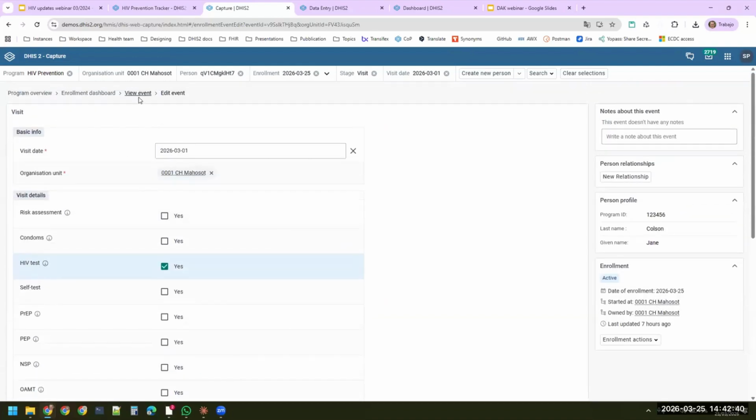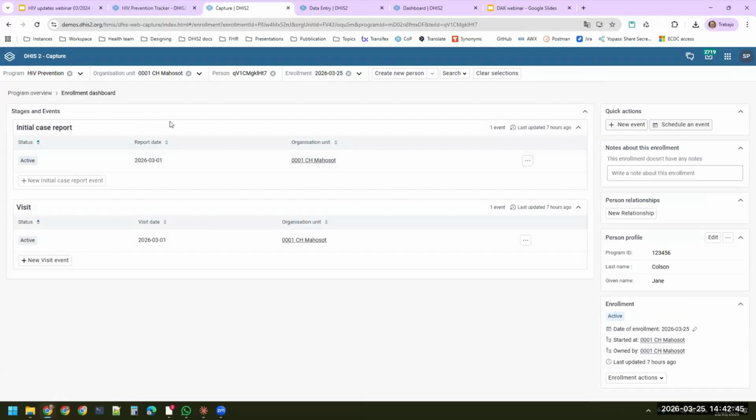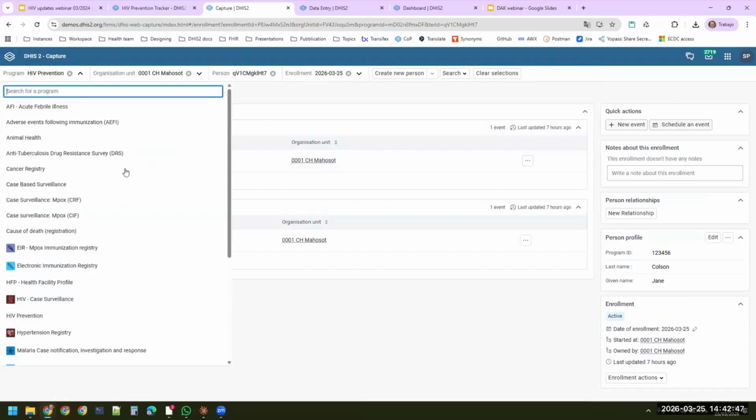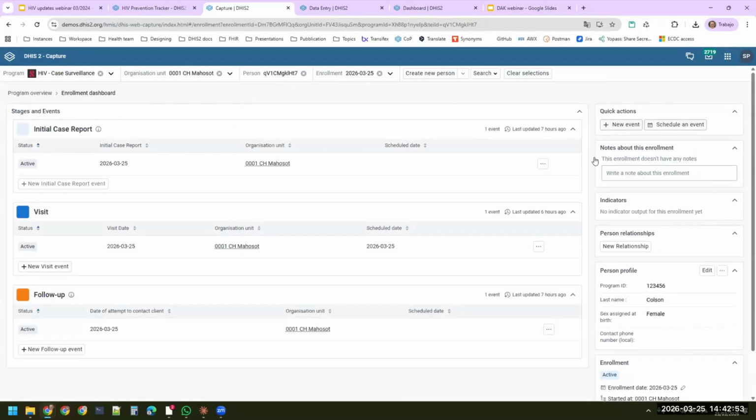So once the patient has been enrolled into the HIV prevention program, then maybe this patient becomes positive for HIV, so needs to be enrolled in the HIV case surveillance program. As you can see, I've just jumped from one program to another. It means that this person, this patient, this entity is enrolled in both programs. We can achieve this through the creation of a relationship.